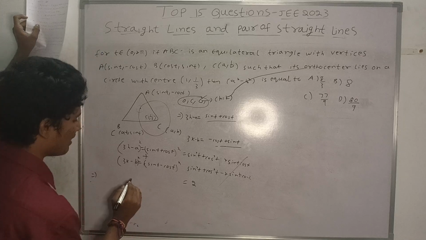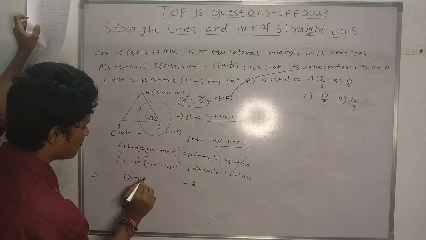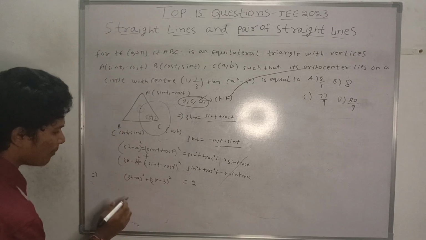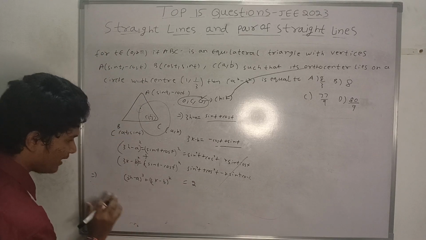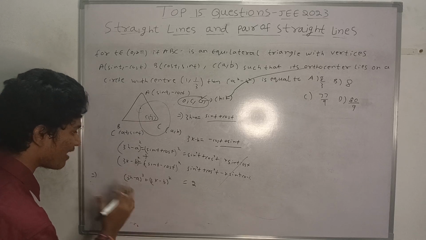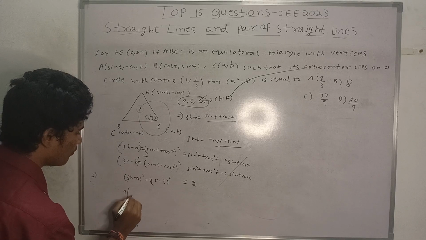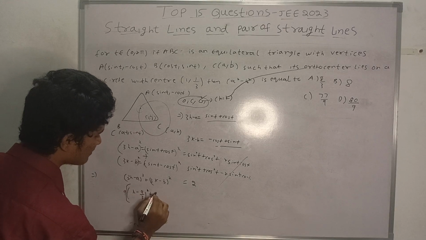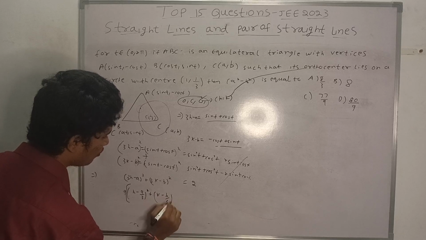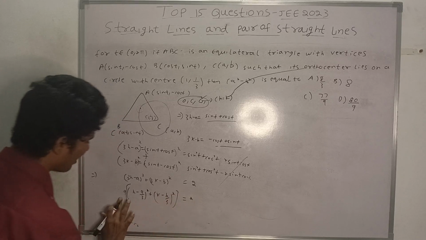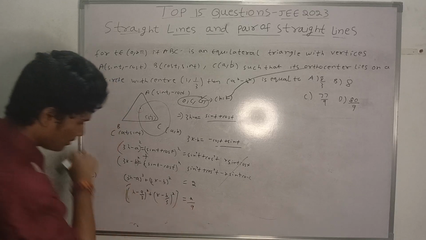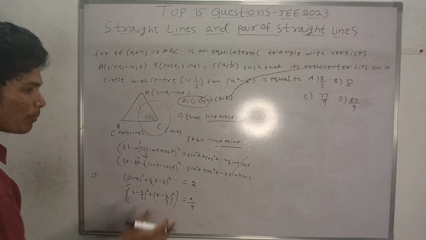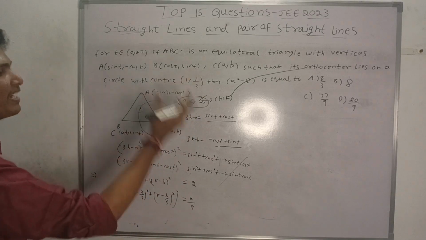So the right side is 2, and the left side is 3h minus A whole square plus 3k minus B whole square equal to 2. When I take 3 as common, 3 square, that is 9, as common, you get h minus A by 3 whole square plus k minus B by 3 whole square equal to 2 by 9. Basically this is the equation of the circle which we were looking for.